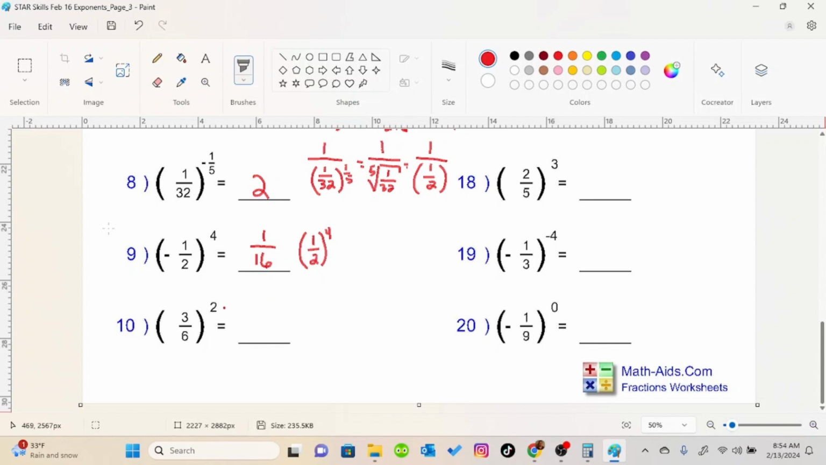Number 10. We have 3 over 6 squared. The first thing I notice is that 3 over 6 can be simplified to 1/2. 1 squared is 1, and 2 squared is 4. So my answer is 1 over 4.